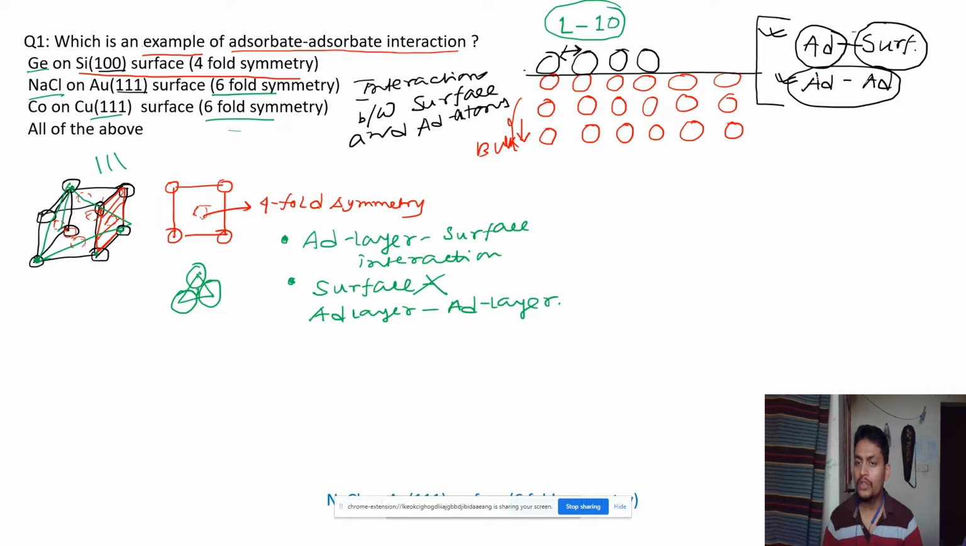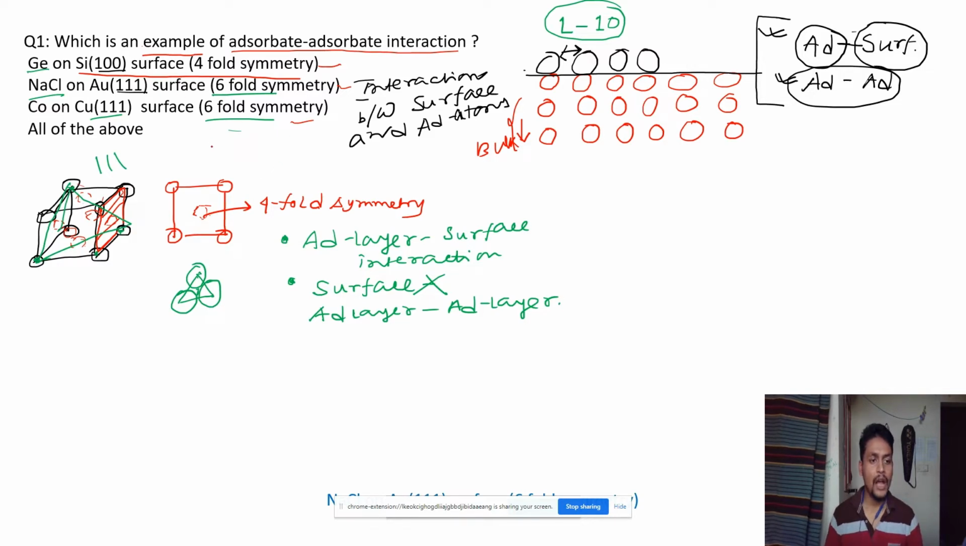Now which one is more predominant will govern the symmetry of the adlayer. We know the symmetry of the surface because it is given, like Si(100), Au(111), Cu(111), and that is already given in the question itself. So it has four-fold symmetry, or six-fold symmetry. How it is six-fold or four-fold was already discussed in week one and week two as well.